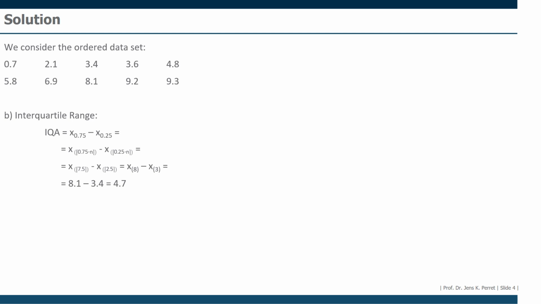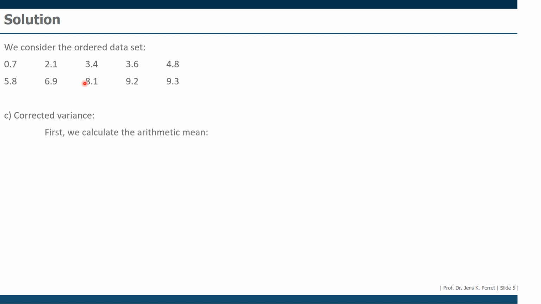So let's continue with the third part. The third part, we're going to calculate the corrected variance. Here I'm also using the ordered data set, but I could go about part C and D also with an unordered data set. But for range and interquartile range, the ordered data set actually makes much more sense. So for the variance, I first off need the arithmetic mean. The arithmetic mean I can calculate by simply adding up all values and dividing them by the number of observations. So adding up all these values, dividing them by 10, as 10 observations, I'm getting a mean of 5.39. That's the value I'm going to work with.